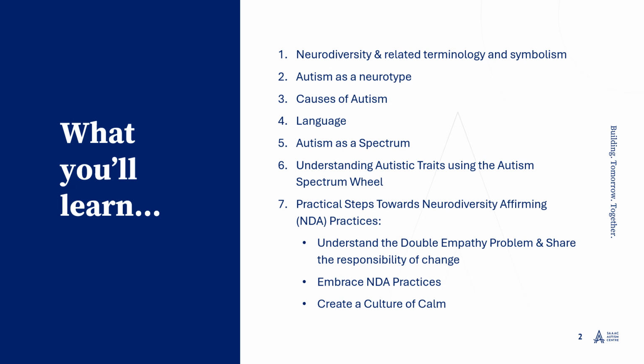Today we will talk about neurodiversity and related terminology and symbolism, autism as a neurotype, causes of autism, the language we use when discussing autism, autism as a spectrum, understanding autistic traits using the Autism Spectrum Wheel, and finally, practical steps you can take towards using neurodiversity-affirming practices.